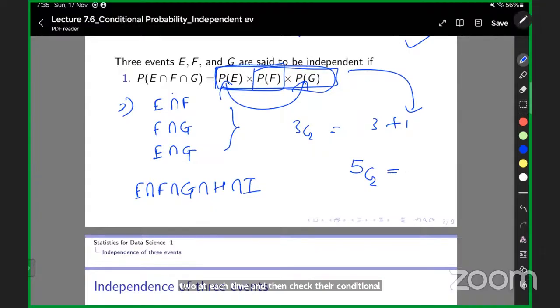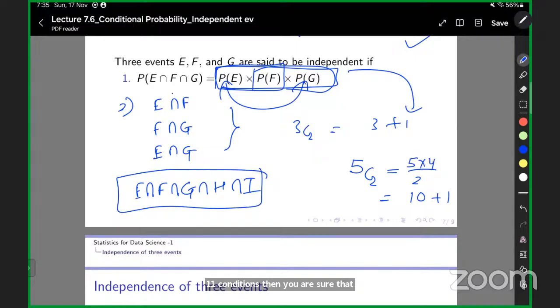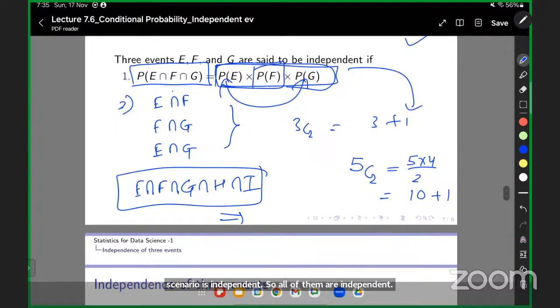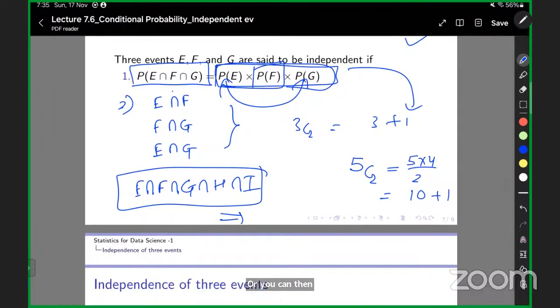So 5C2 is 5 into 4 divided by 2, which is going to be 10. So 5C2 is 10. So you have to check 10 plus 1, 11 conditions. Then you are sure that this scenario is independent, so all of them are independent, right? Only then can you use this formula. Otherwise, you can't use this formula, right?